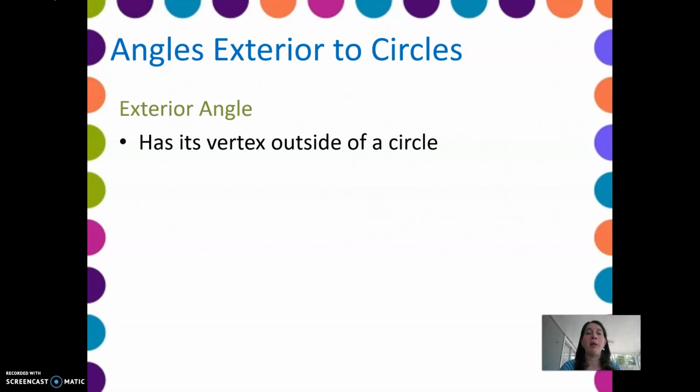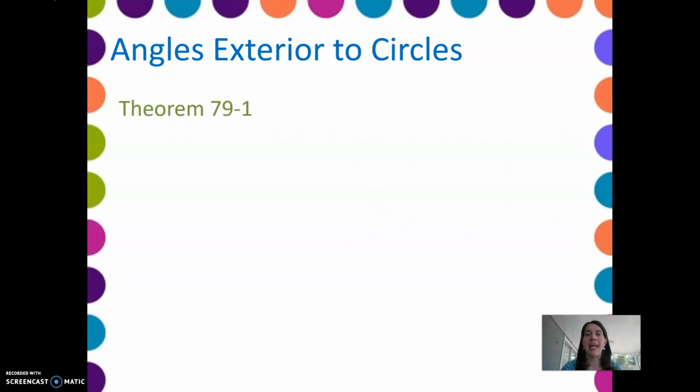The main formula that we'll be following in our lesson today is based off of theorem 79-1. Again, unfortunately, it doesn't have a name to it. This is just lesson 79 and is the first theorem that we see in our lesson. Go ahead and copy this down into your notebook, and then I'll show you a picture that demonstrates what we're going to see in our formula.